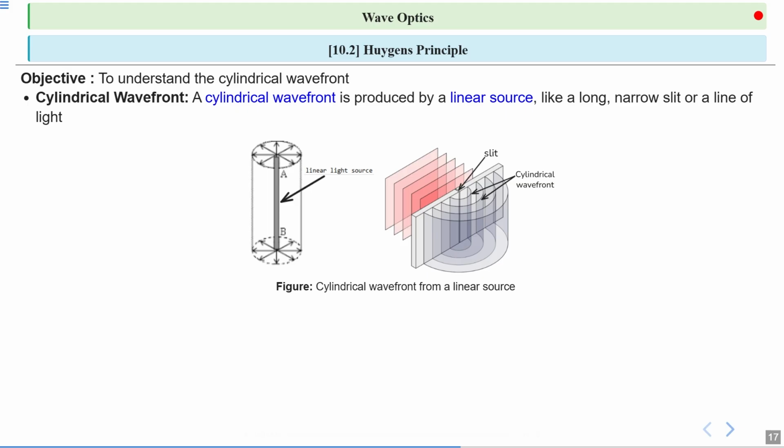In the left hand side diagram, you can see there is a linear light source. The light rays are spreading in all directions. So all the points that are equidistant from this linear light source, the locus of these points forms a cylinder. So the wavefront formed due to a linear source is of which shape? Cylindrical shape. In the right hand side of the diagram, it is also shown a slit. Slit means a very narrow linear opening.